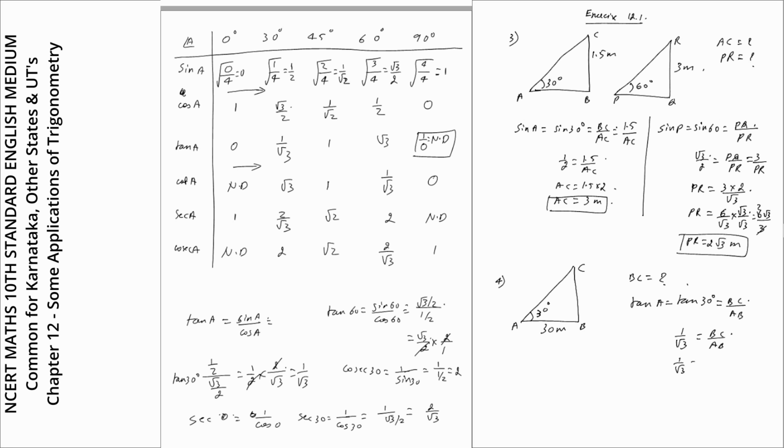So 1 by root 3. BC is unknown, and AB is 30 meters. Now when we cross multiply, we get BC is equal to 30 by root 3. Now the denominator is an irrational number, so we can rationalize it by multiplying by root 3. So we get 30 root 3 by root 3 into root 3 is 3. 3 ones are 3, 3 tens are 30. So BC is equal to 10 root 3 meters is the answer.